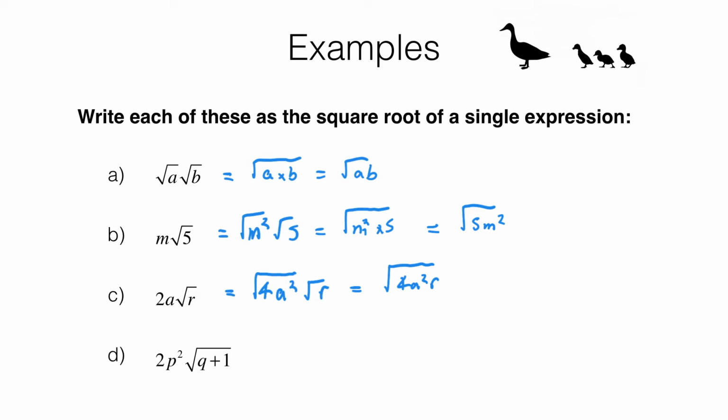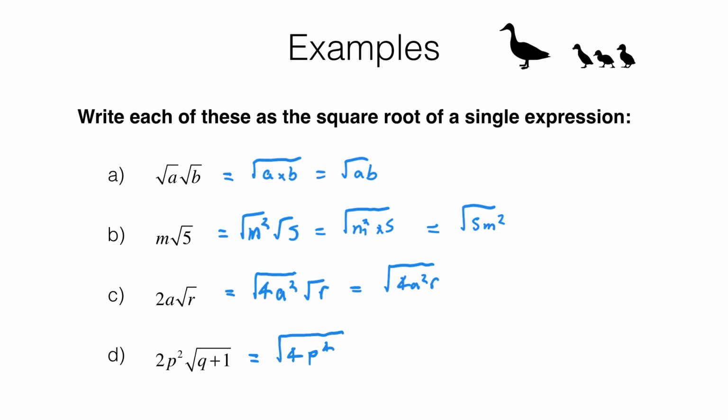Example D, again, I've got two separate expressions here. This one already has a square root sign above it, so I need to put a square root sign above 2p squared, which means I need to square 2 and square p squared. So I'm going to start off with my square root sign here. I've then got to square 2, which would give me 4. I've then got to square p squared, that would be p squared multiplied by p squared, which would give me p to the power of 4.